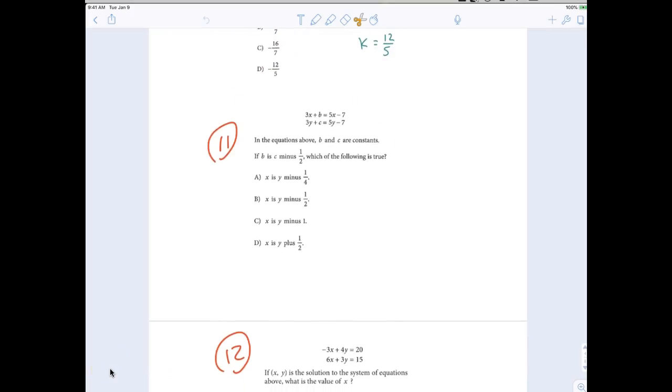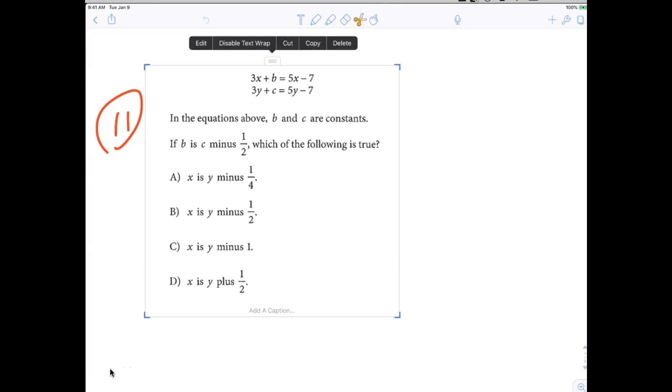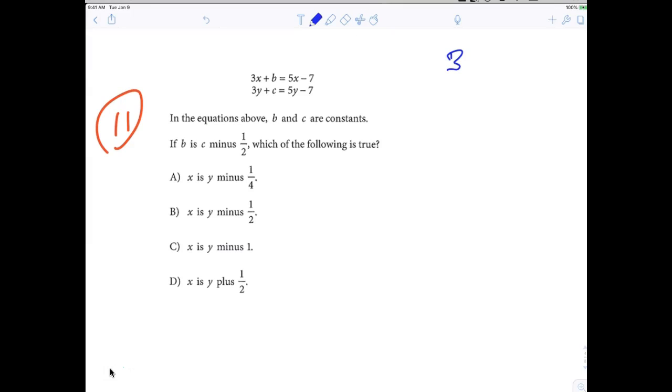Here we go. Question number 11. All right, was anybody able to do it without my help? What was the answer? I got B. Anybody else? I got a B, I got a D, I put C. A, and C. All right, so we got a little bit of everything here.